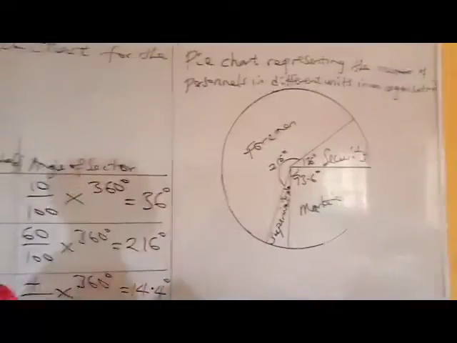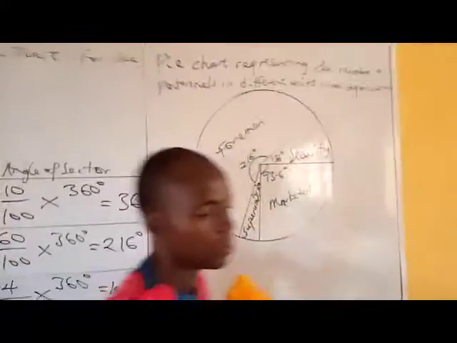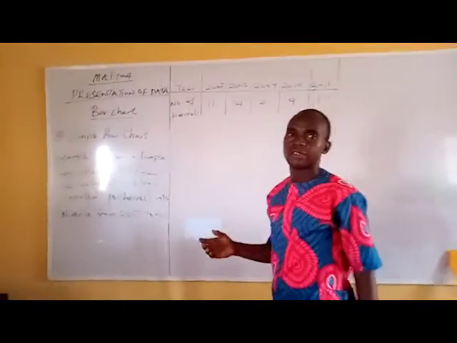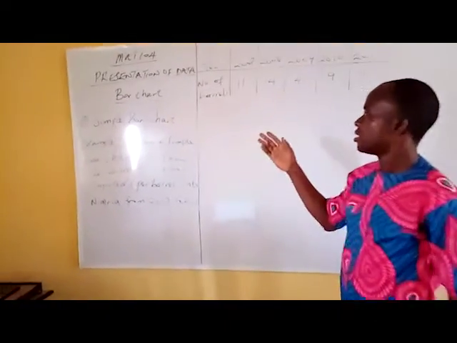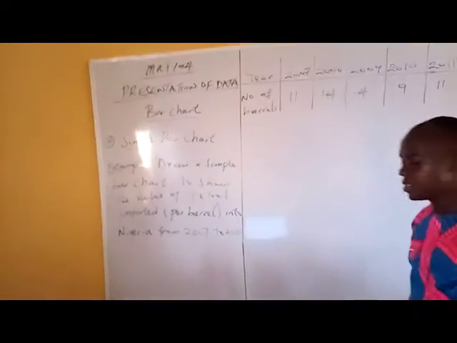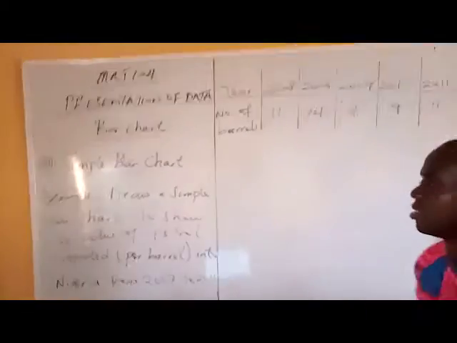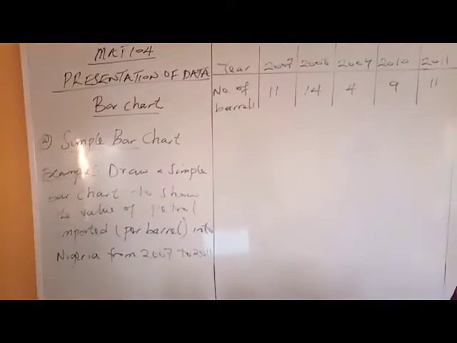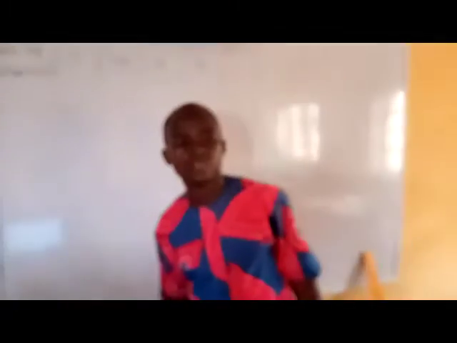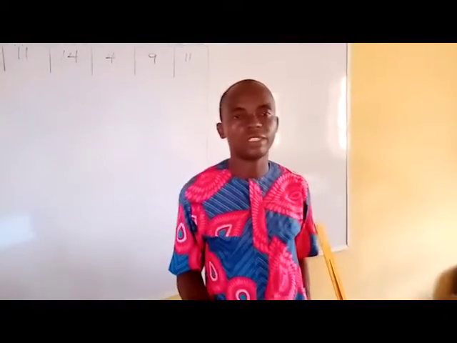That's the pie chart. Next class, our next topic is bar charts. Bar charts is the graphical representation of frequency distribution from grouped data.